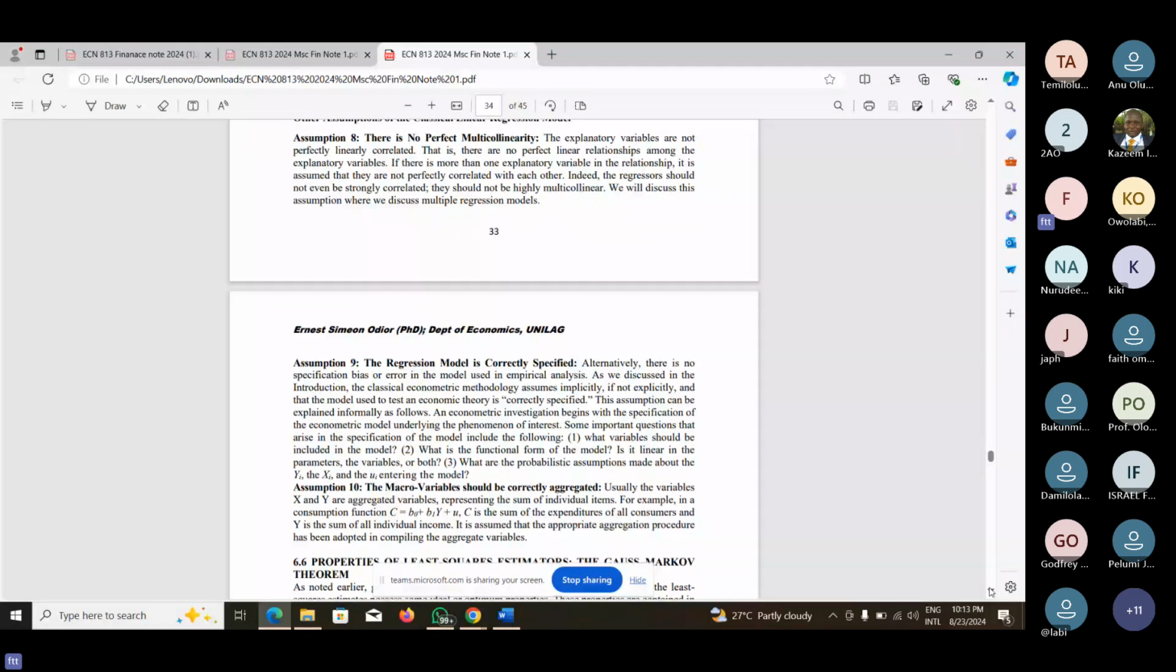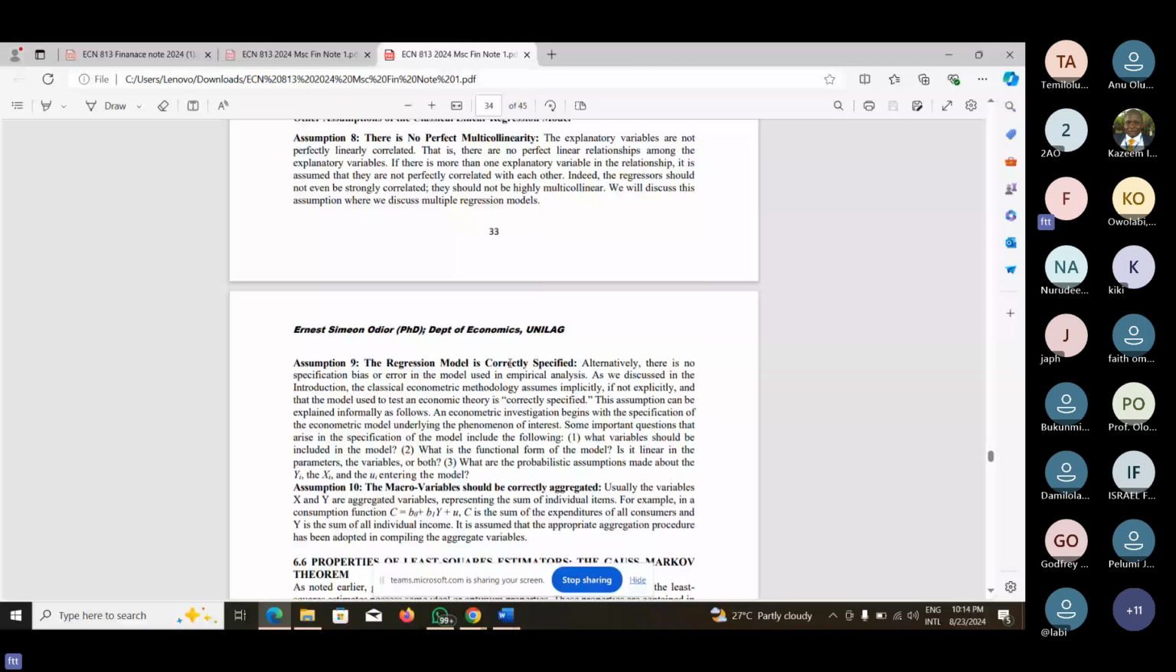So let's go to assumption 9. In our first note, we talked about the steps used to carry out econometric analysis, and one of the assumptions says specification of data. So what this means is that our regression model must be correctly specified. For instance, when we are doing our projects, there are some of our models that we must make sure we specify correctly. So there must be no specification bias or error in the model used in empirical analysis. So we can read up on that.